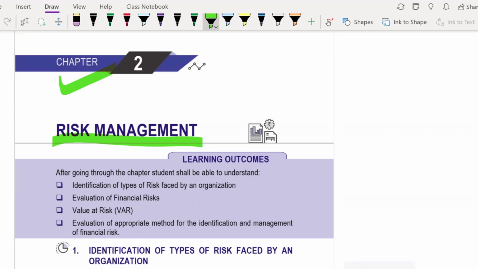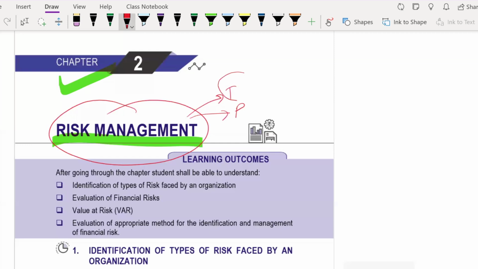Starting with this chapter, it is both a theory as well as a practical chapter, so there are also sums in this. So we are going to make two parts of this chapter. In this first part, I'm going to cover theory, and in the upcoming second part, I'm going to cover the practical sums. Okay, so without any further ado, let's start with the chapter.